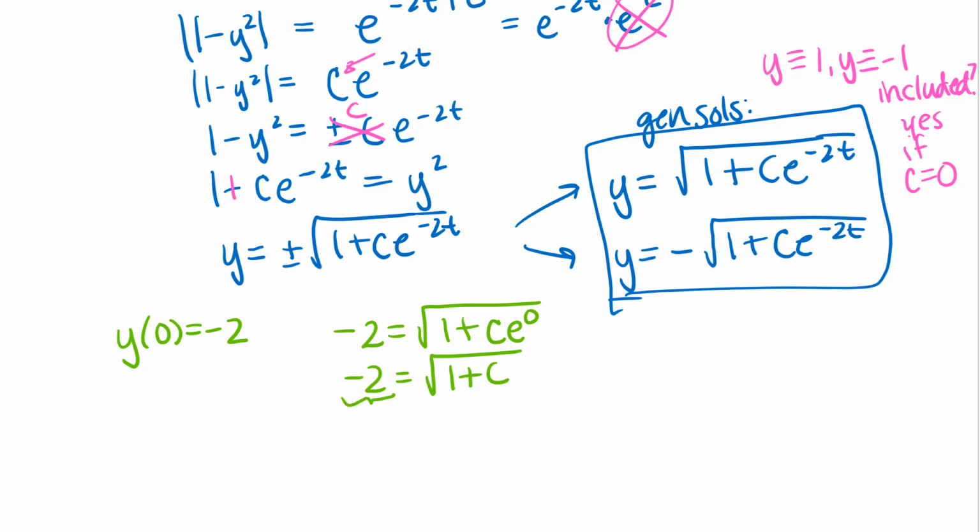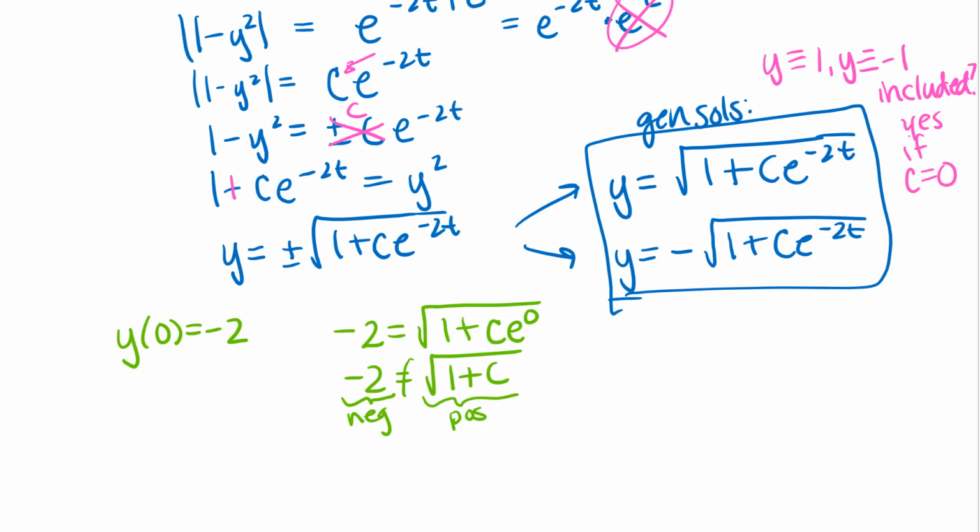The left side of this equation is negative. The right side of this equation is positive. And so therefore they cannot be equal to each other. So this one is not true for y of 0 equals -2. There's no choice of c that makes that general solution satisfy that initial condition.